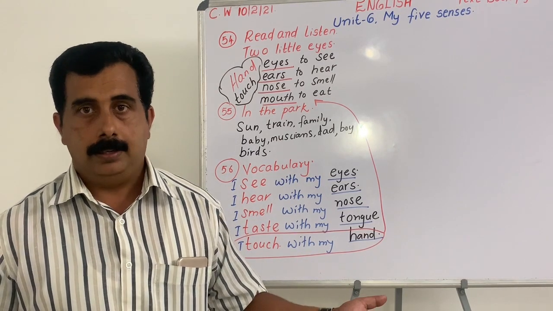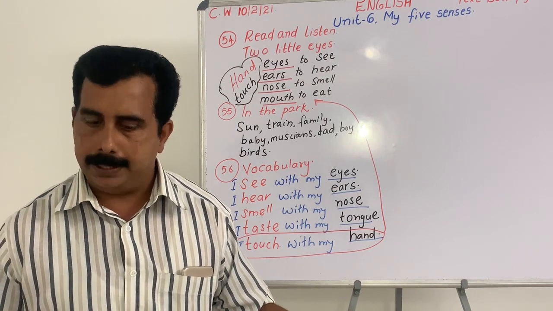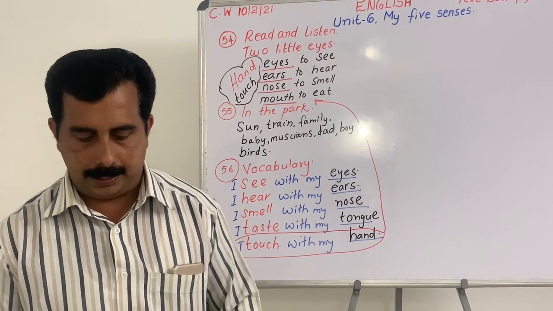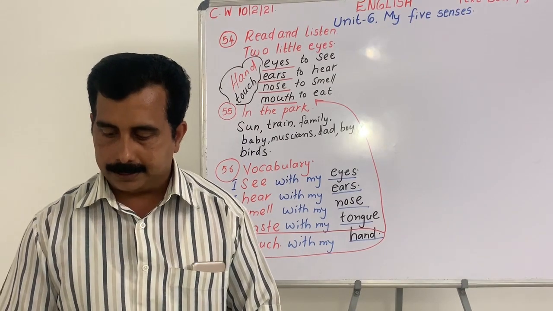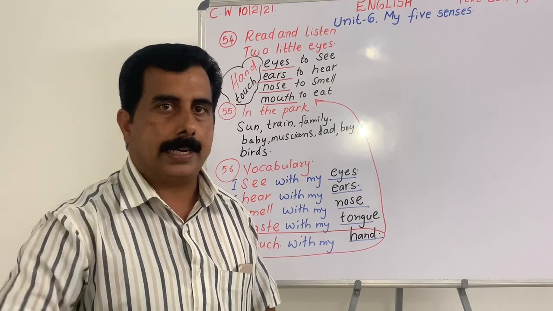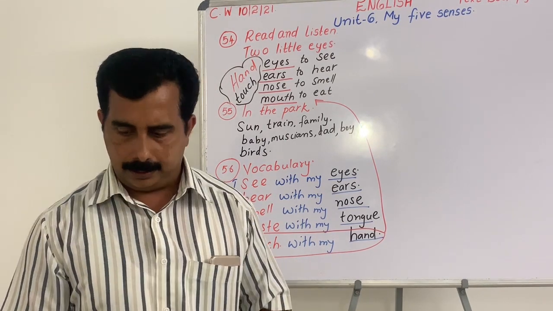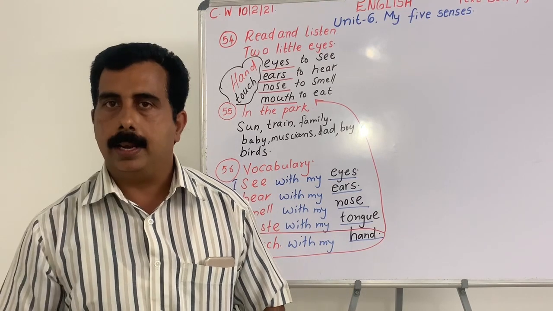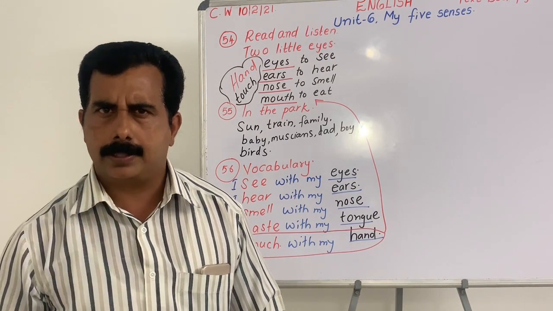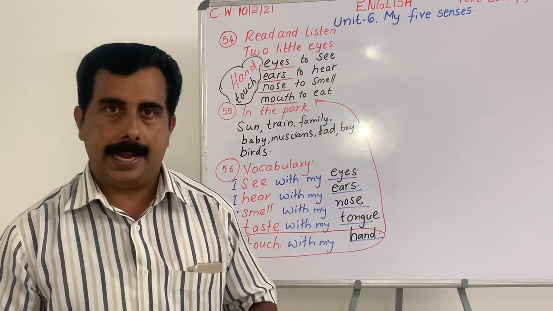What can you see there? I can see a train. I can see a sun. I can see birds. I can see a beautiful family. I can see musicians. Okay, what can you hear? I can hear the sound of musical instruments. I can hear the sound of the train coming. Okay, what can you smell? I can smell flowers. Okay, a rose. I can smell the dad and the boy. They're smelling.